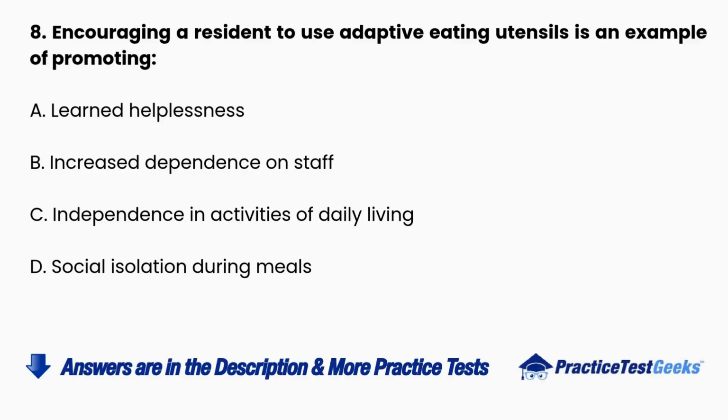8. Encouraging a resident to use adaptive eating utensils is an example of promoting: A. Learned helplessness. B. Increased dependence on staff. C. Independence in activities of daily living. D. Social isolation during meals.